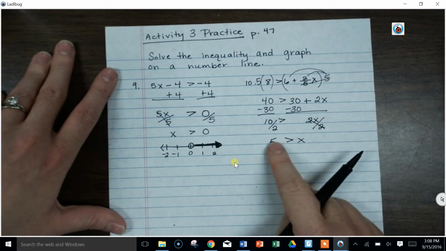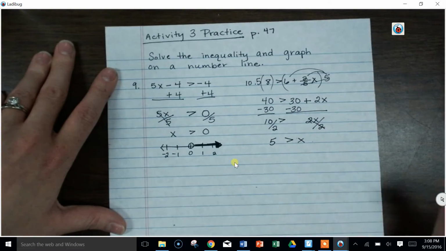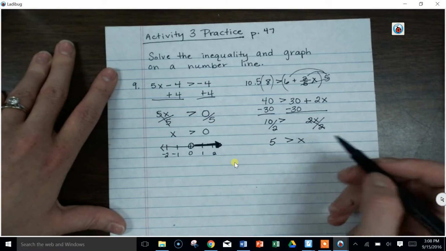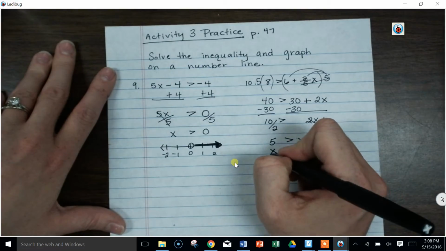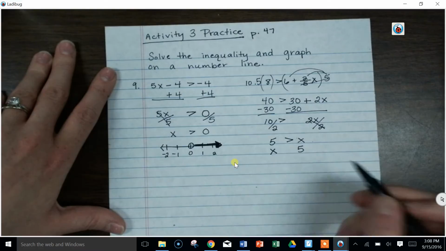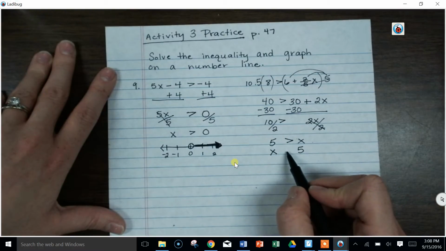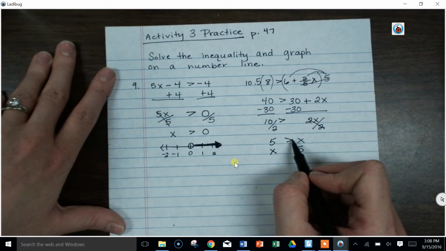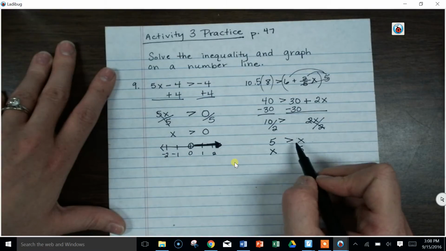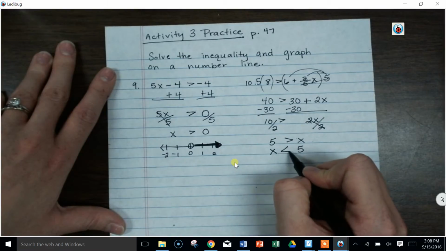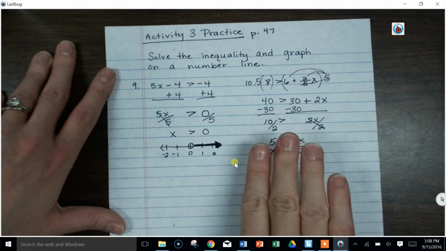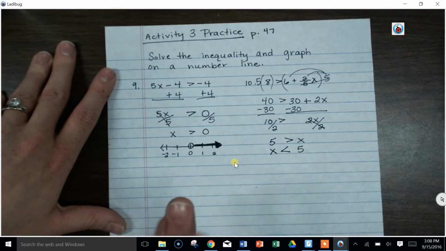Now, whenever you have your number coming first, it's hard to see how to graph on a number line. So you need to rearrange that with your variable listed first and your number listed second. But you can't just leave this inequality the same. I can see that my inequality, the small pointed side, is facing x, and so I need to write it that way here as well. I'm flipping this around, so you're flipping your inequality symbol around as well, just reversing the order.